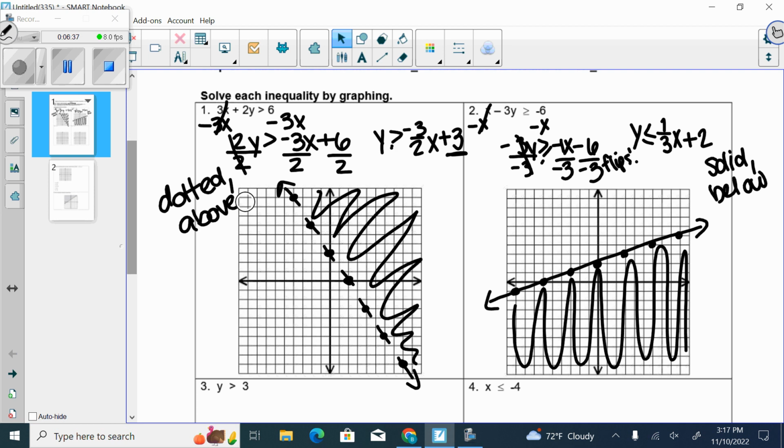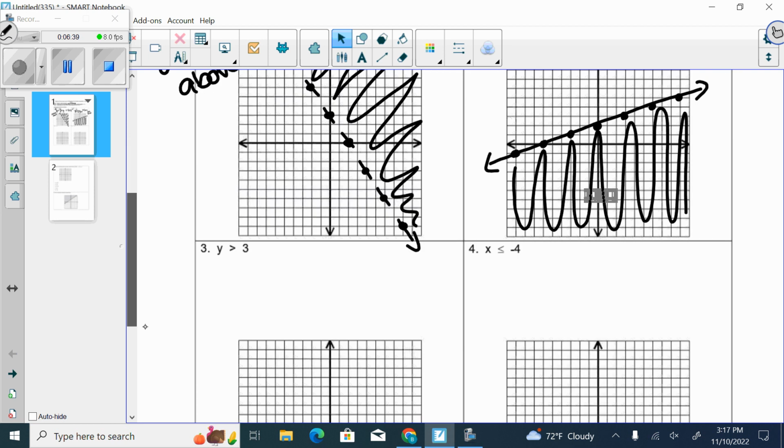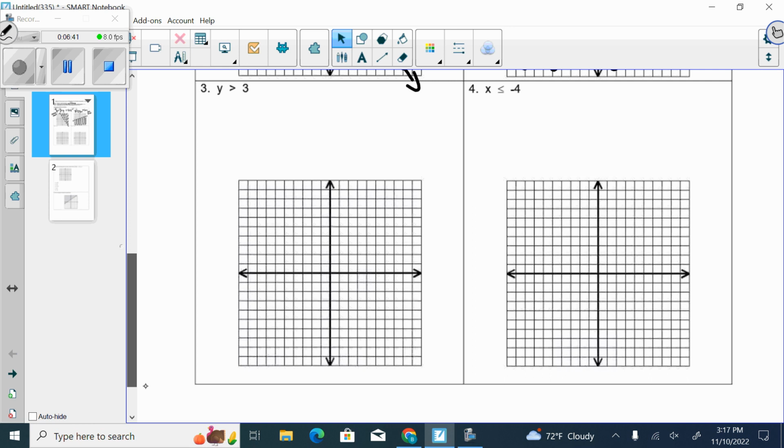Okay. So let's look at example number 3. All right, so on number 3, do I need to rearrange anything? No. All right, the y is already by itself, so we're good. Now, they did not tell me that I had a slope this time, right? There's no x in there. So I just need to go to where y is, what number? 3. Good. I'm going to give myself a point there.